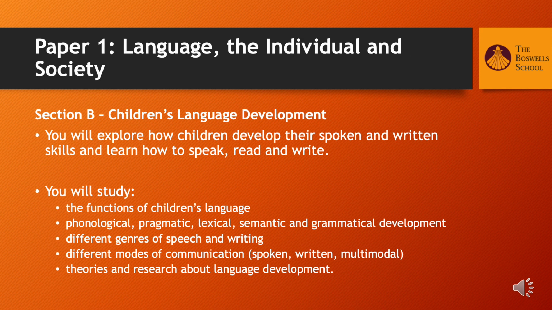For Section B of Paper 1, you will cover children's language development. Within this unit, you will explore how children develop their spoken and written skills and learn how all of us began to speak, read and write. You will study the functions of children's language, the phonological, pragmatic, lexical, semantic and grammatical development of children, the different genres of speech and writing, the different modes of communication, and the theories and research about children's language development.